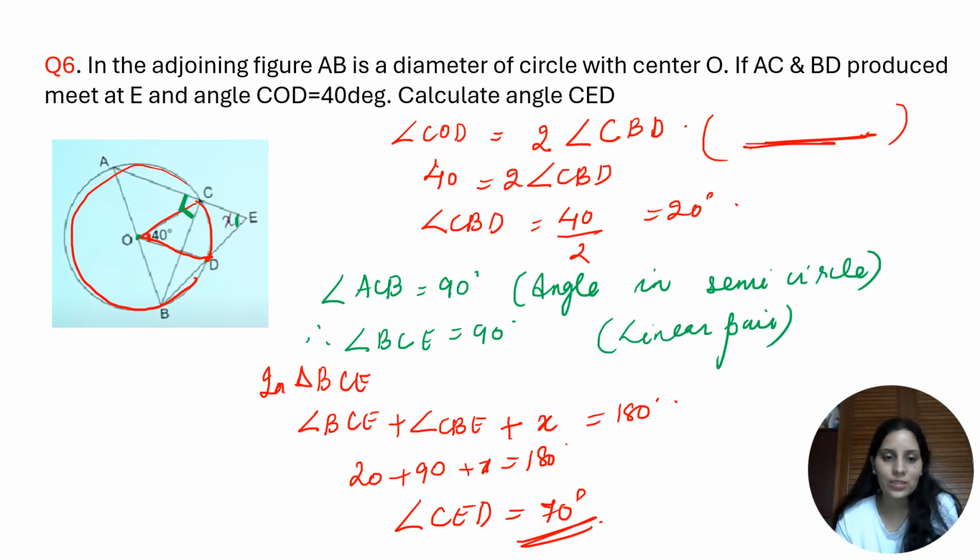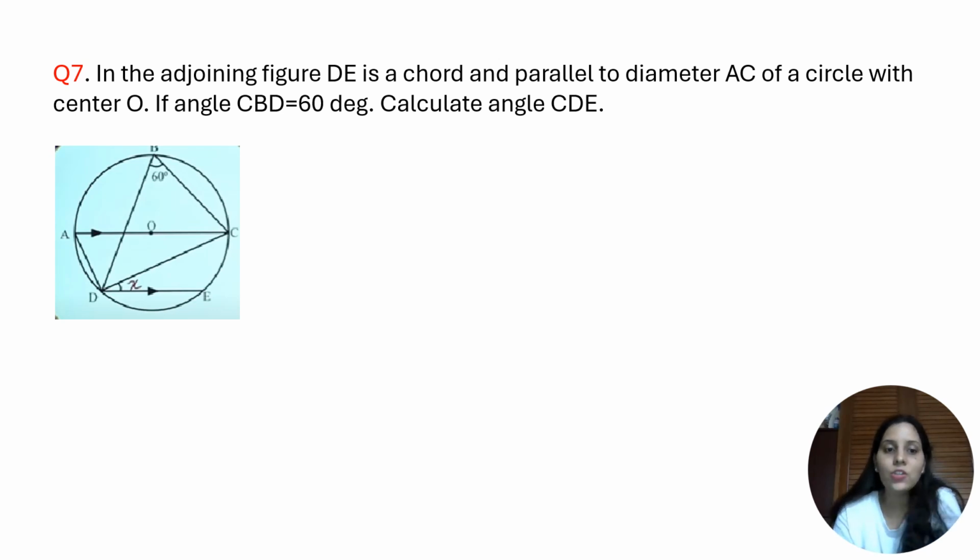Now next question. In the adjoining figure, DE is a chord and parallel to the diameter. See, it is parallel, very important. With center O, this is the center. If angle CBD is 60 degrees, calculate CDE. This X we need to calculate, right?